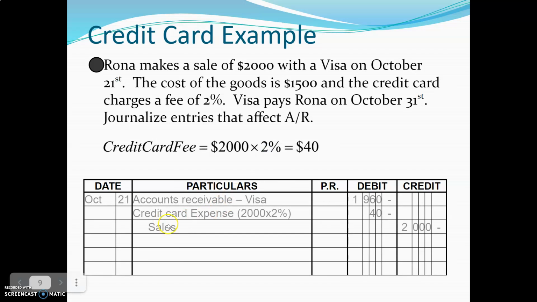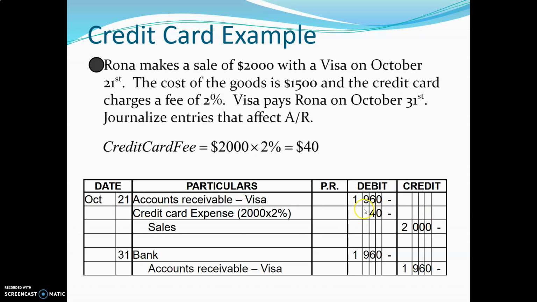So let's take a look at our first one. Accounts receivable Visa, $1,960. And our credit card expense will end up being $40. And our sales is $2,000. And eventually we end up getting that amount on October 31st. So in this case, when we get that money from Visa, our bank account will go up by $1,960, and it takes us off the books, which means our accounts receivable is then wiped clean, $1,960.